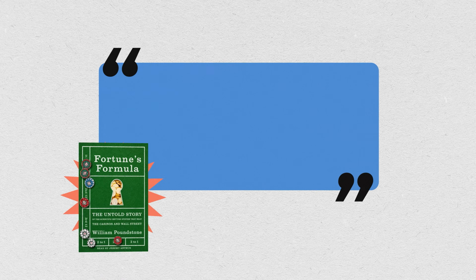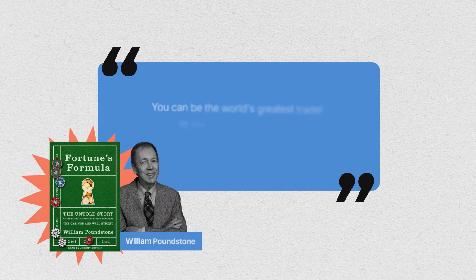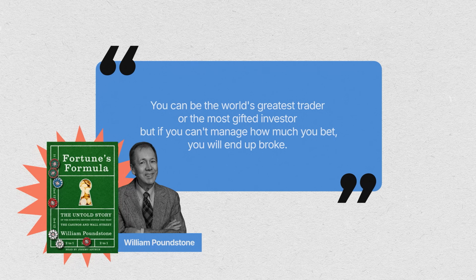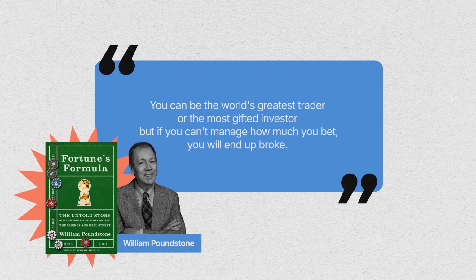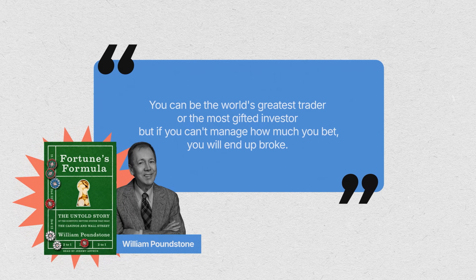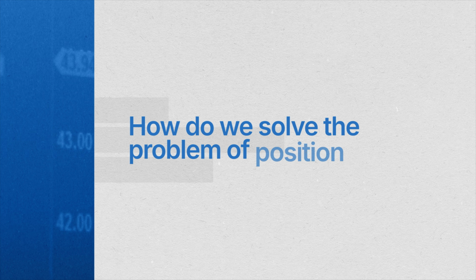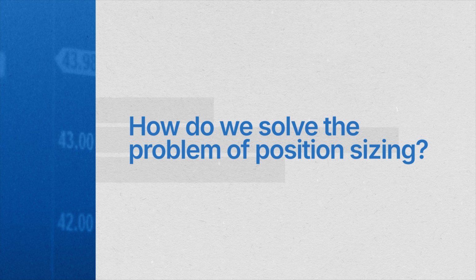And as William Poundstone argues in the book Fortune's Formula, you can be the world's greatest trader or the most gifted investor, but if you can't manage how much you bet, you will end up broke. Essentially saying that the edge won't save you if your position sizing is flawed. Most traders intuitively know this in theory but completely ignore it in practice. So how do we deal with this problem of sizing correctly?